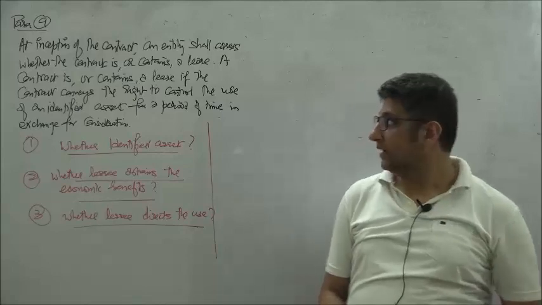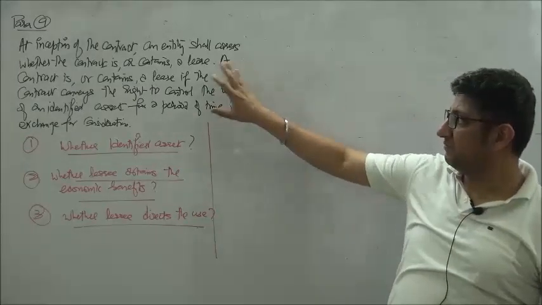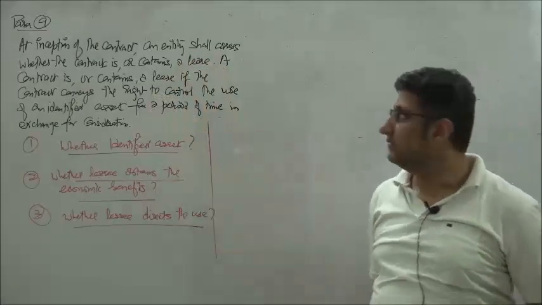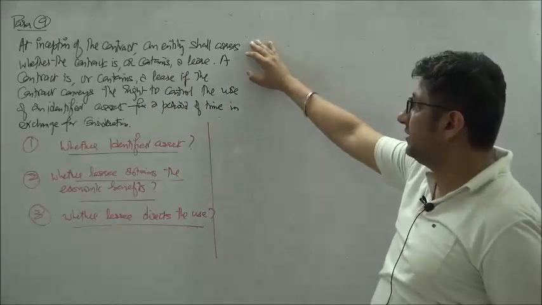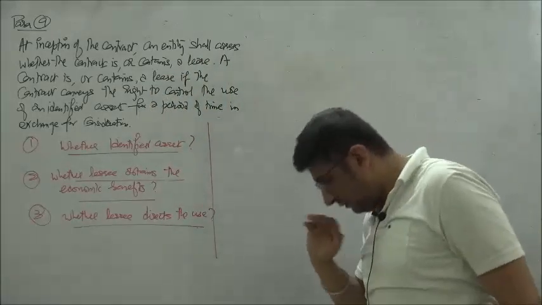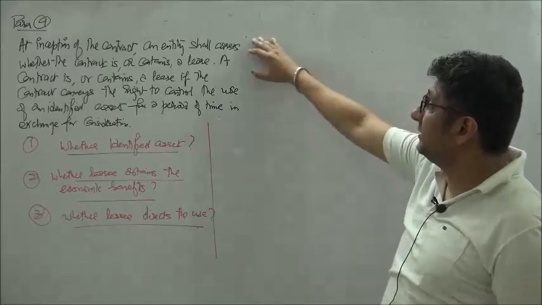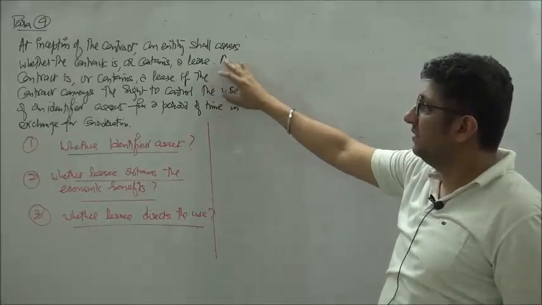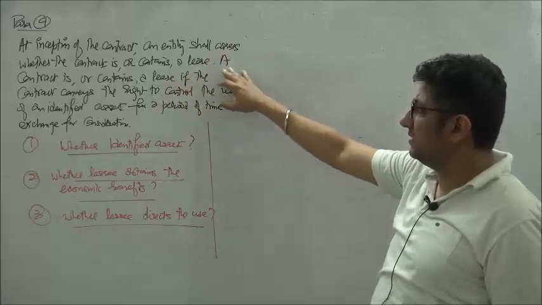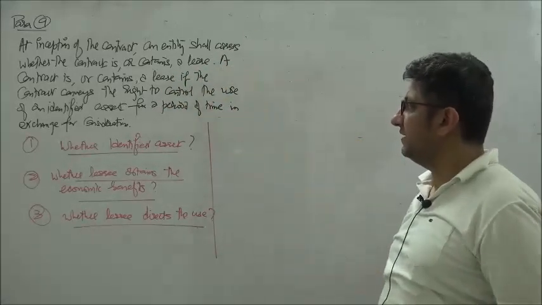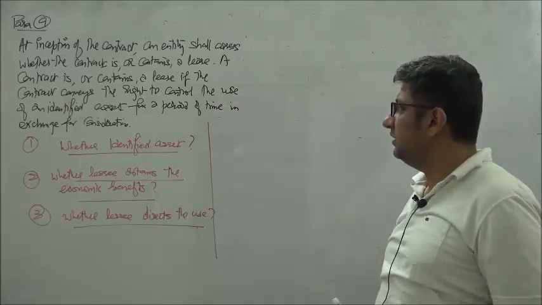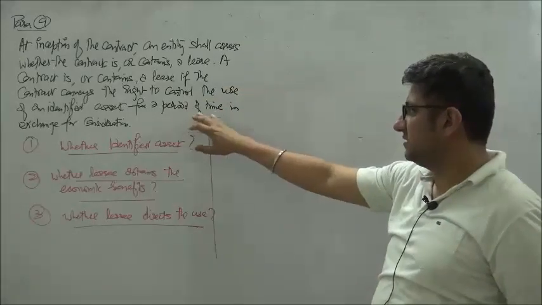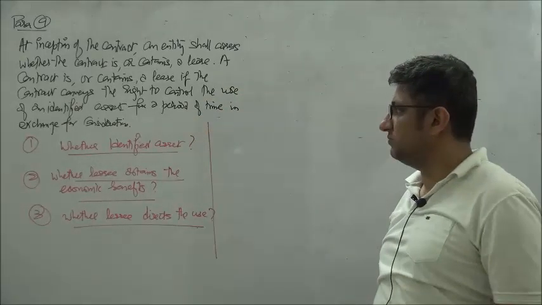The paragraph says that at inception of the contract, the start of the contract itself, an entity shall assess whether the contract is or contains a lease. A contract is or contains a lease if the contract conveys the right to control the use of an identified asset for a period of time in exchange for consideration.